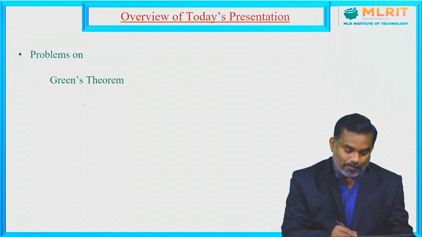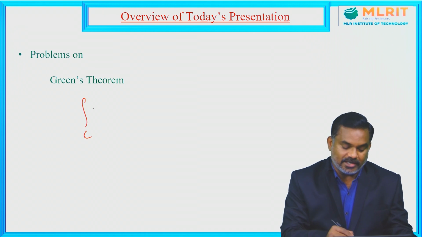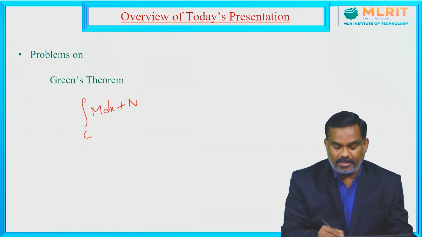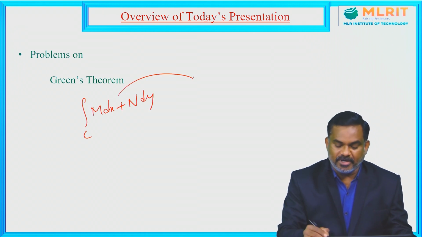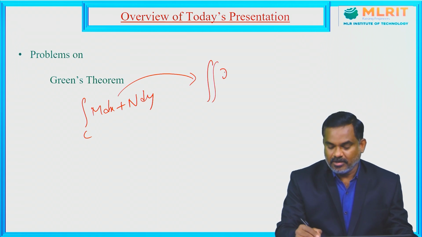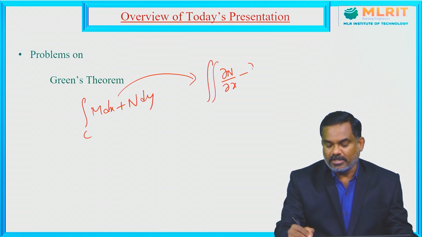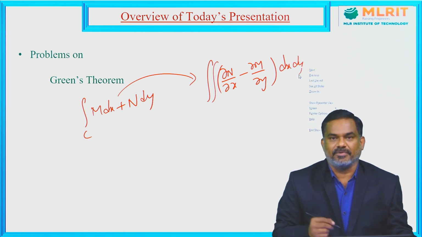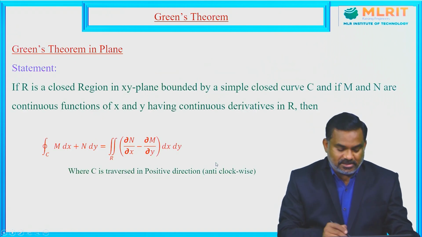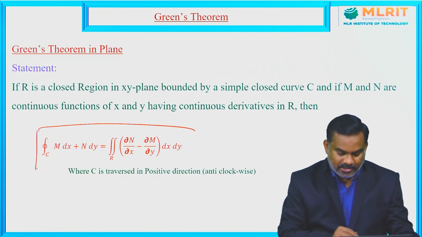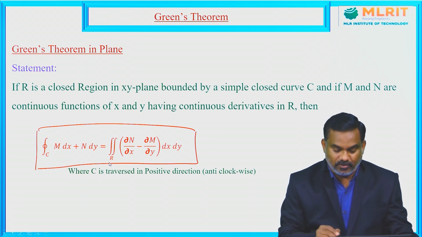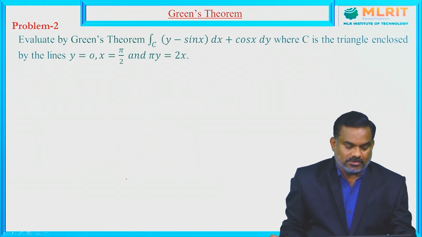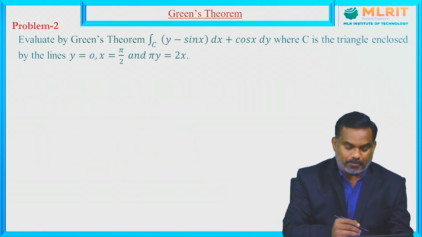Green's Theorem can be applied if the line integral is in the form M dx plus N dy. Then we transform it into a surface integral by finding ∂N/∂x minus ∂M/∂y, and we evaluate this surface integral. Green's Theorem states that the line integral of M dx plus N dy is equal to the surface integral of (∂N/∂x minus ∂M/∂y) dx dy, which was discussed in the last session. Now, as an application, let us solve this problem.